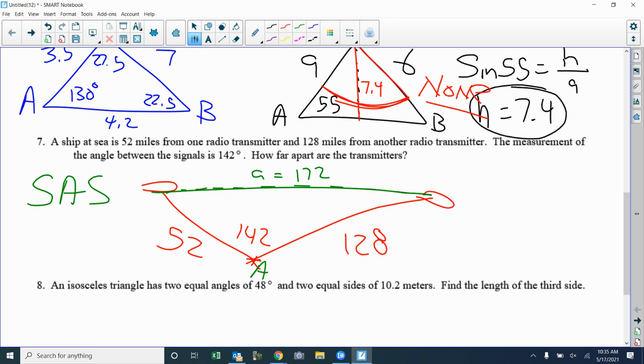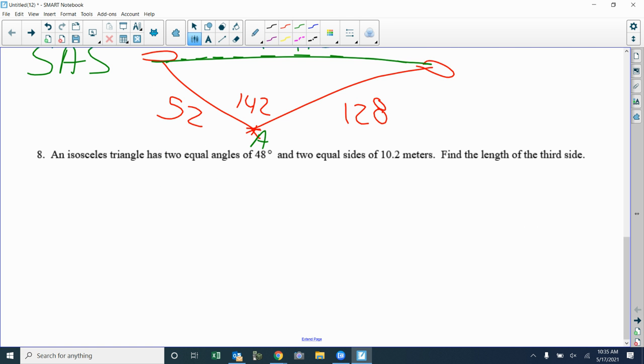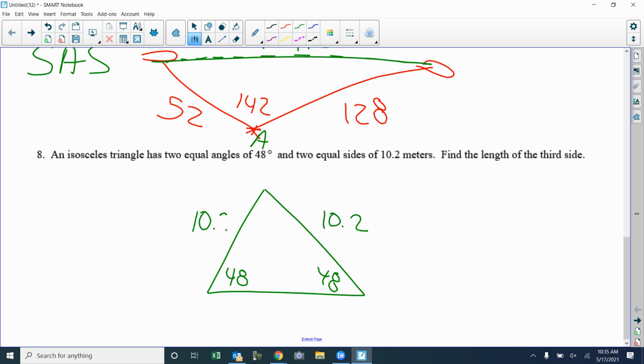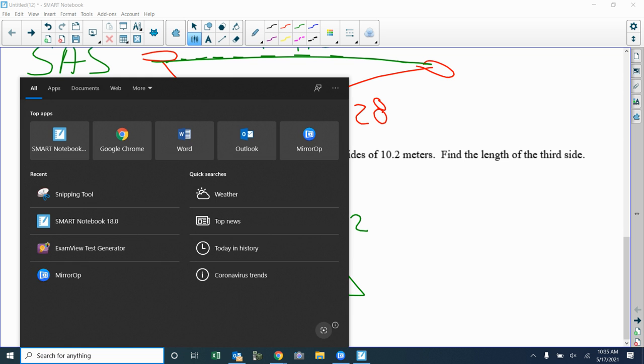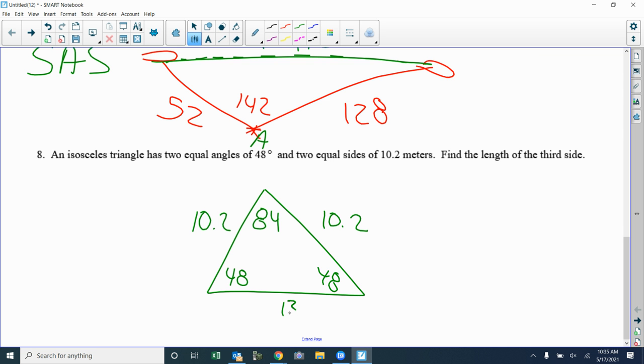I think this last problem is the easiest one of them all. As long as you know what an isosceles triangle is, there you have it. 48, 48. So this is 10.2. Pretty easy to figure out what that top angle is going to be, and it is 84. I'm using the law of sines to get this bottom distance of 13.7.